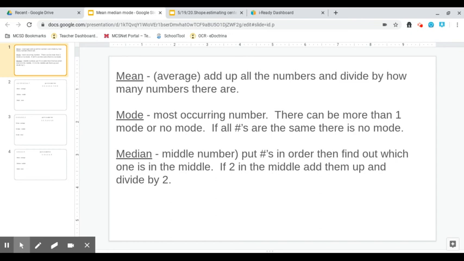Today's lesson is on measures of central tendency, otherwise known as the mean, median, and mode. Before we get into actually how to do things with them, we will look at the definitions. The mean is your average.